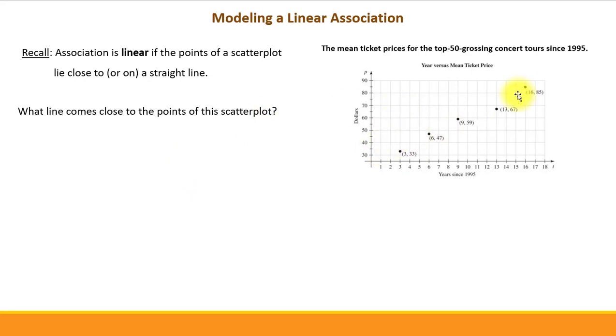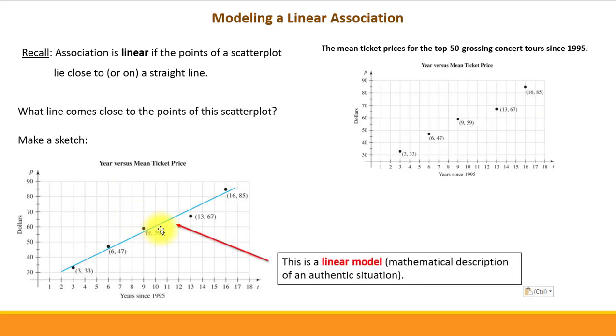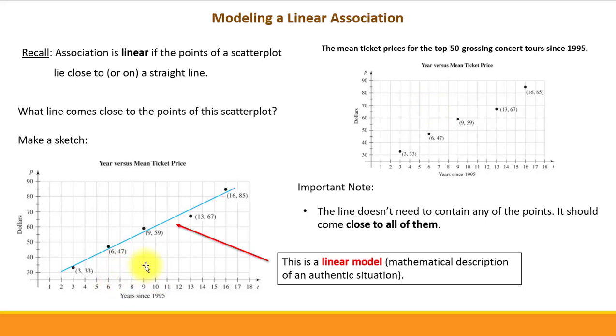So what line would that be? Well, here's a sketch of that line. And that line represents a linear model, or a mathematical description of an authentic situation. In this case, it's a mathematical description of the relationship between the mean ticket price for the 50 biggest concerts of a year and the years after 1995. And I'd like to emphasize that this line, this linear model, does not have to contain any of the points. What's important is that it has to come close to all of them.